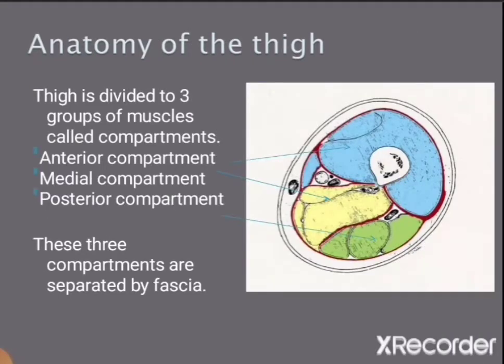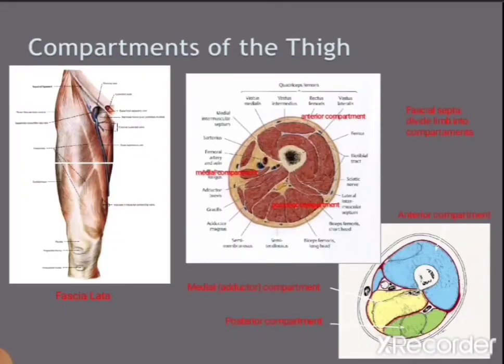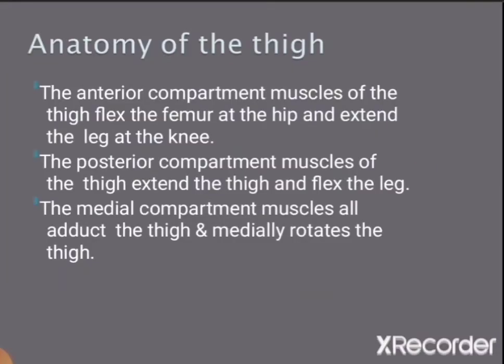Now the anatomy of the thigh. The thigh is divided into three compartments: anterior, medial and posterior, and they are separated by fascia. So here we can see the compartments of the thigh. Anterior compartment muscles of the thigh flex the femur at the hip joint and extend the leg at the knee. The posterior compartment muscles extend the thigh and flex the leg. Medial compartment muscles all adduct the thigh and medially rotate the thigh.